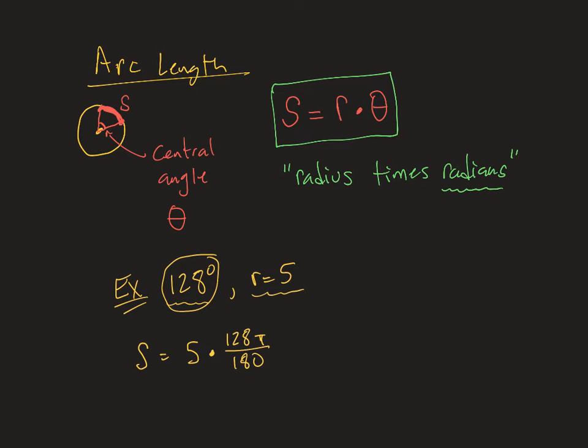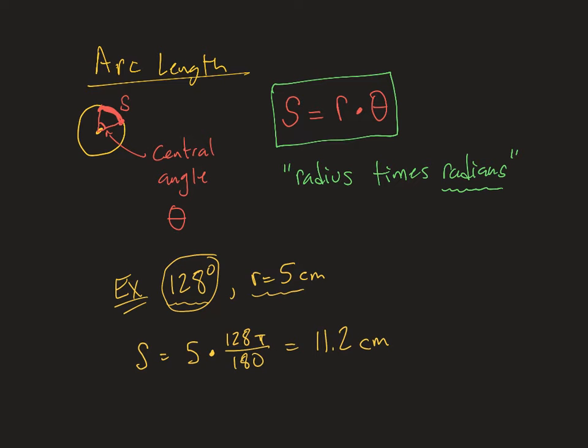And truthfully, I'm not really concerned with how that fraction reduces because I'm going to write my arc length as a decimal number anyway. So your job is simply to multiply this out, 5 times 128 times pi divided by 180, and discover that that works out to be approximately 11.2 centimeters. Now, I didn't mention this, but this radius is measured in centimeters. And so my arc length is also measured in centimeters.